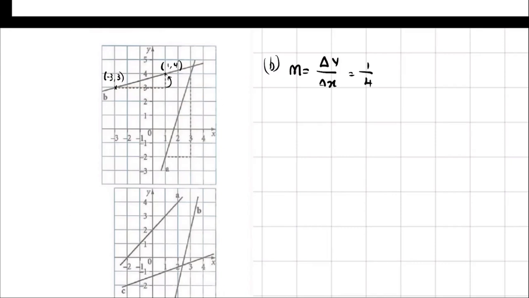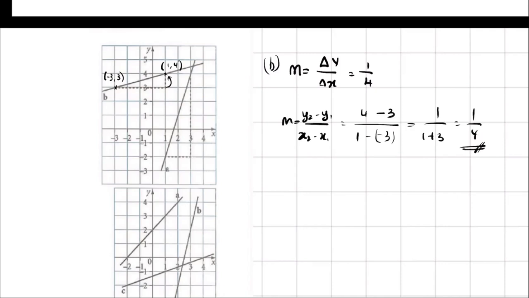Done. If you want to calculate, m is equal to y2 minus y1 over x2 minus x1. 4 minus 3, 1 minus -3. 1 over 1 plus 3, 1 over 4. That's it. So you might feel like the triangle method is a lot faster, a lot easier. Yes, well, it is. Most definitely is. It's just that you need to make sure that the scales are right.